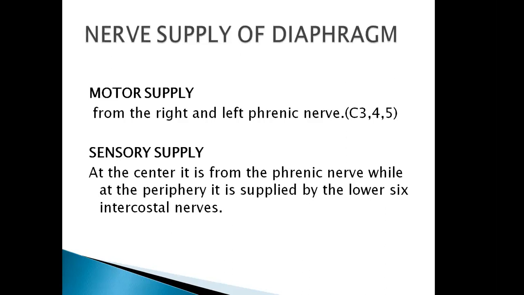The motor supply is from the phrenic nerve to the whole of the diaphragm. Sensory supply to the central portion, or to the central tendon, is from the phrenic nerve, while to the periphery, or to the muscular part of the diaphragm, it is from the lower 6 intercostal nerves.